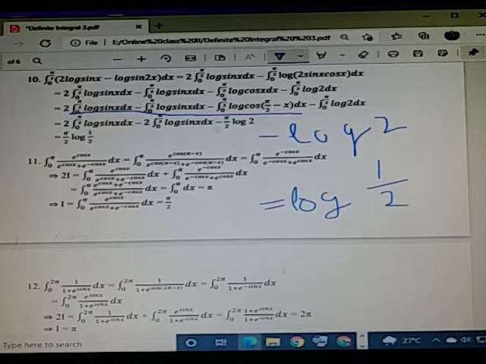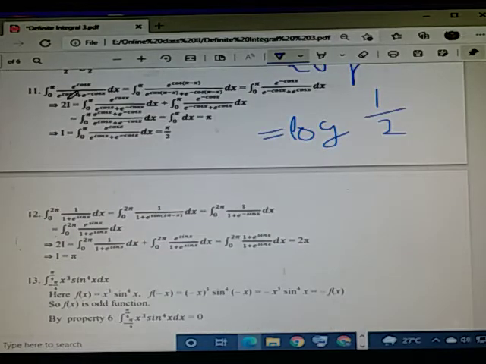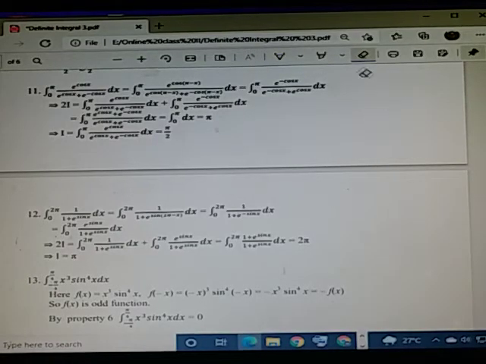Number 11 is e to the power cos x in the numerator, and the denominator is e to the power cos x plus e to the power minus cos x. So the limit is here 0 to pi. And for 0 to pi, again we are applying property 4. So property 4, we have to write in place of x, pi minus x. So in place of x we are writing pi minus x, and this becomes negative. So this is e to the power minus cos x.